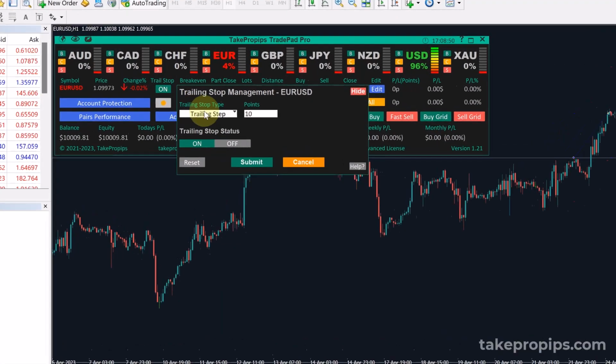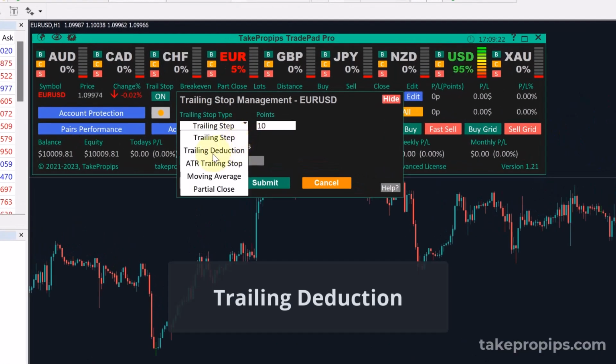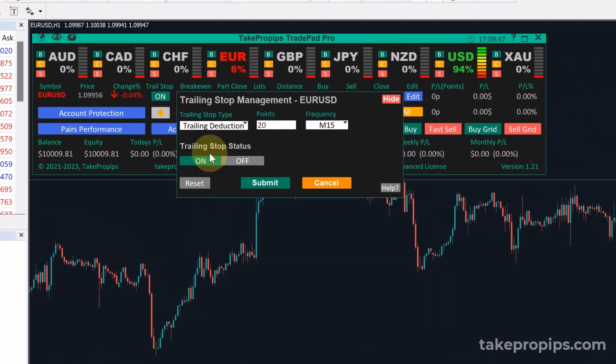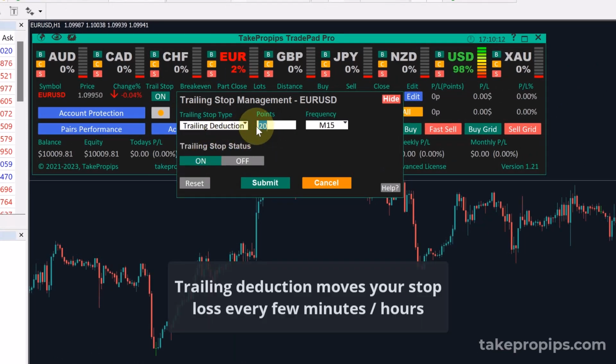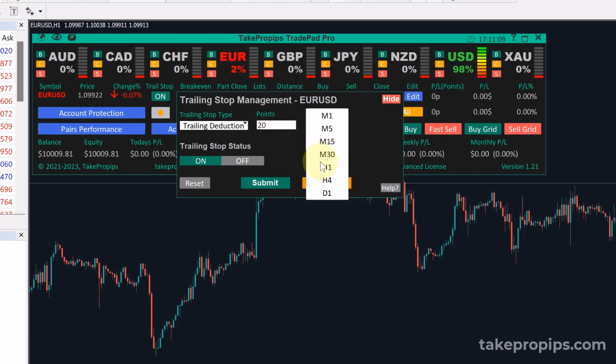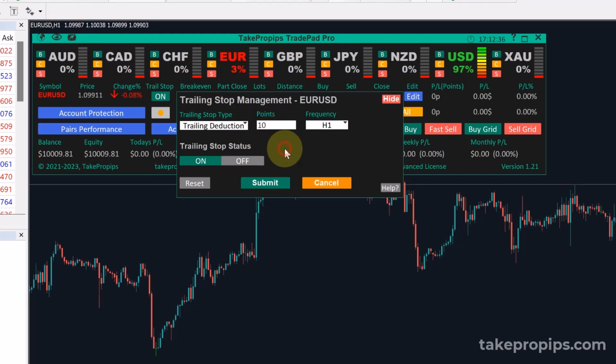There's also the trailing deduction option. Here, the EA reduces your stop loss every few minutes or few hours, depending on your chosen frequency. This method allows for a more gradual and time-based approach to managing your trades. In this example, we will set our trailing stop loss to 1 hour since we are on a 1-hour chart.